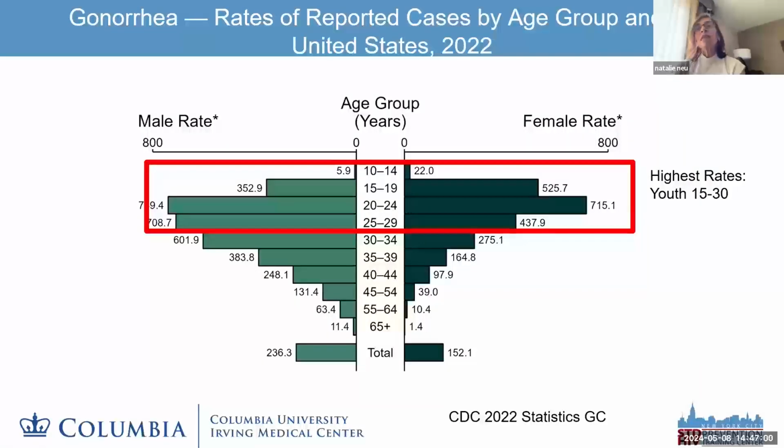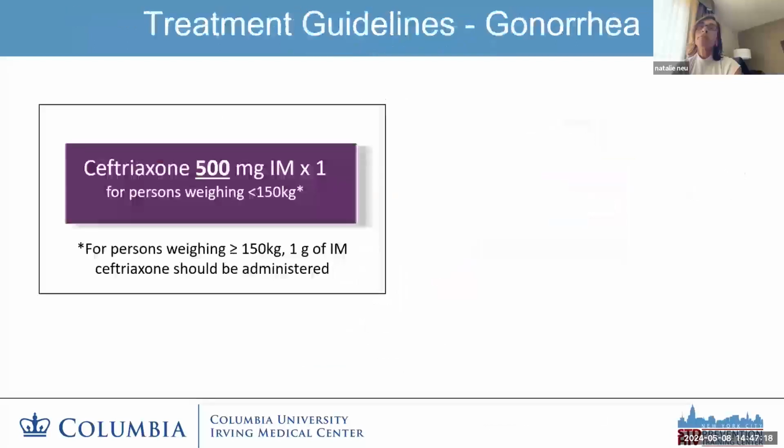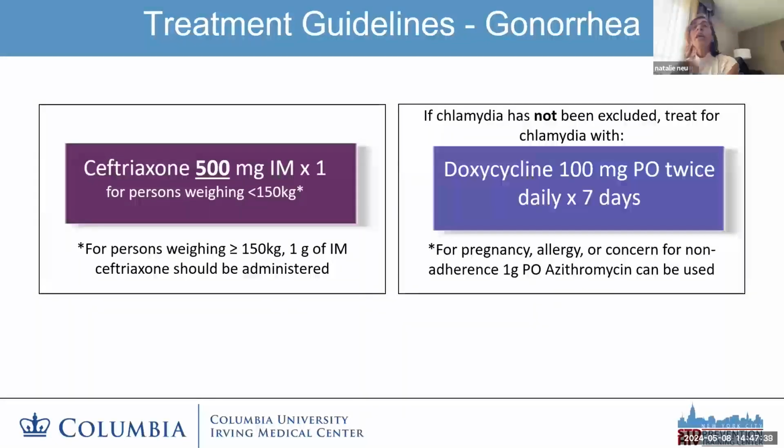Next slide. As you can see from this figure, this age population, youth 15 to 30, make up the majority of the cases of gonorrhea in the United States. You can see within the red box, men more than women. Next slide. So what changed in the guidelines in 2021? The treatment for gonorrhea changed. The dose increased to 500 milligrams IM, and it's a weight-based dose. If you have folks coming in who are above 150 kilos, it's 1 gram IM.